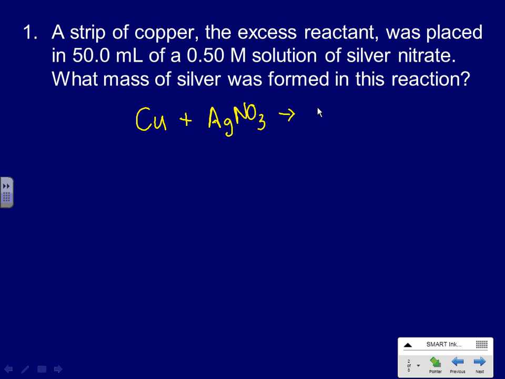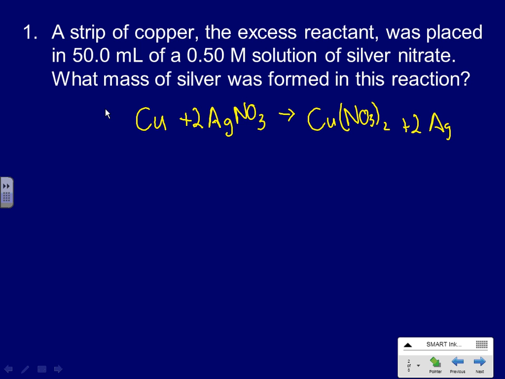Copper nitrate, which is the NO3, and its most common oxidation state is 2. Plus Ag. And we need to balance it up. I've got 2 nitrates there, I need 2 silver nitrates there, and 2 silvers there. All right, just like any stoichiometry problem, we get a balanced chemical equation.